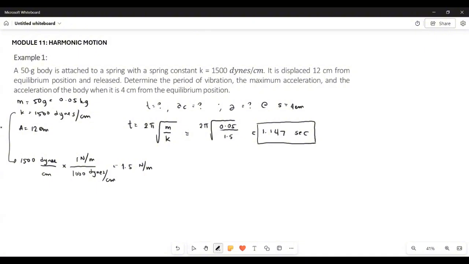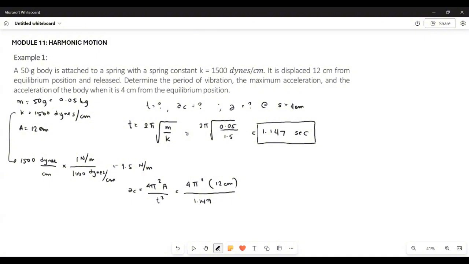So next we have the maximum acceleration. A sub C is equal to, anong formula natin dyan? So we have here a formula na 4 pi squared times yung maximum displacement, which is yung ating amplitude, over T squared. Ayan. Substitute lang din natin. So mahalaga na kabisado niyo yung mga formulas natin. So 4 pi squared, constant yan. For the amplitude, we have 12 centimeter over yung time natin is 1.147.